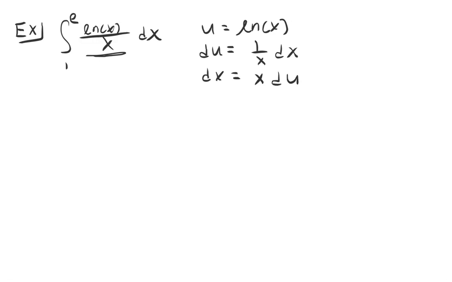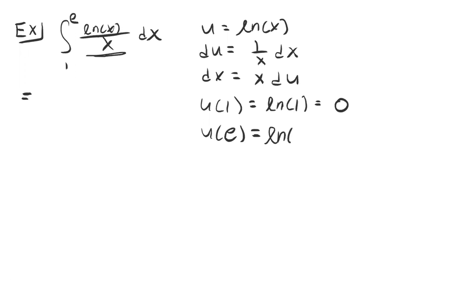Okay, so now let's figure out what u of 1 and u of e are. This is where I'm changing the bounds of my integral. So u of 1 is ln of 1, and remember ln of 1 is 0, any log of 1 is 0. And then ln of e, this is ln of e to the 1, this is going to be 1 then.